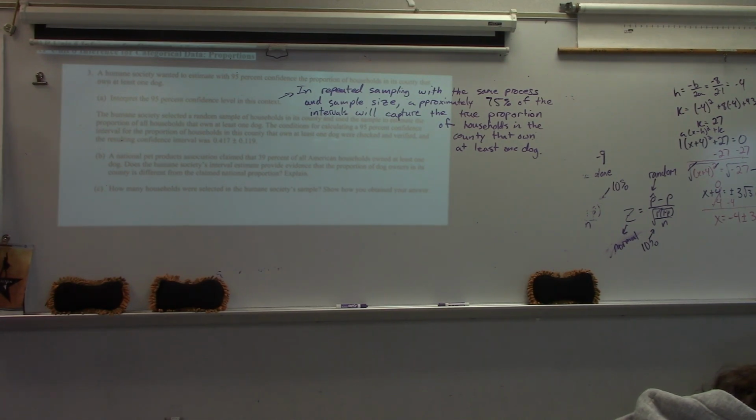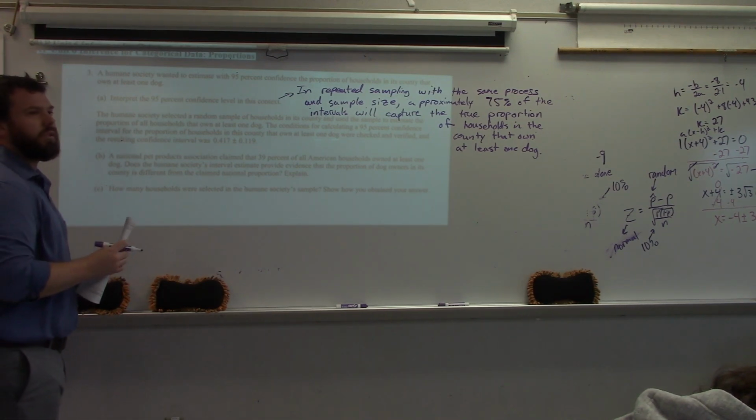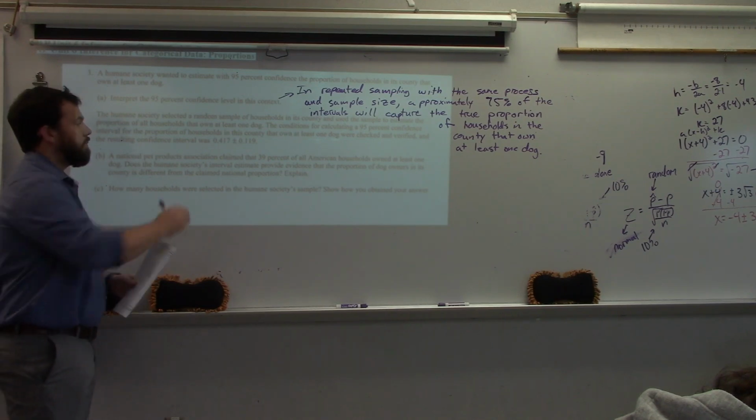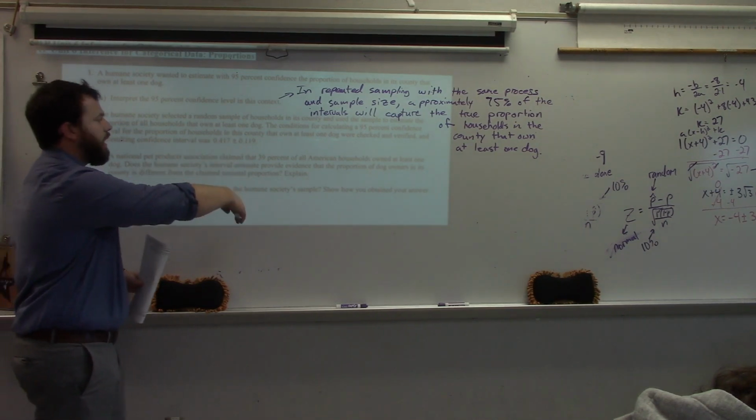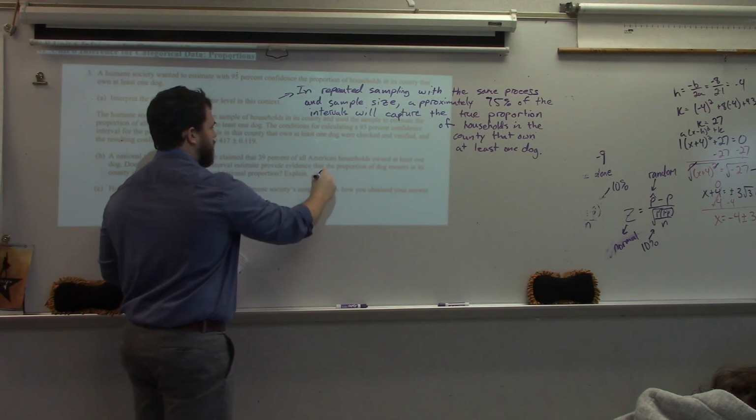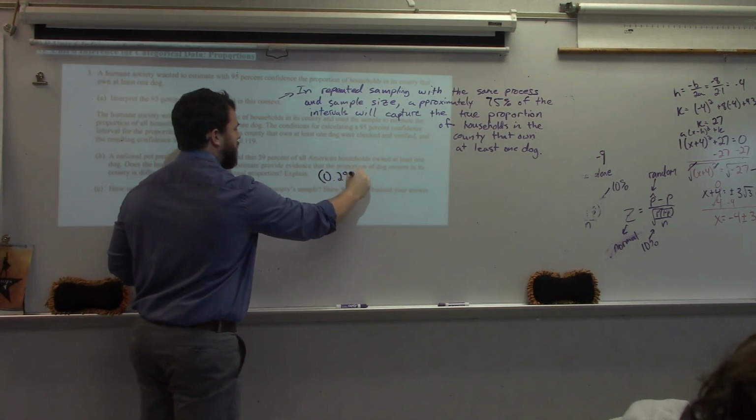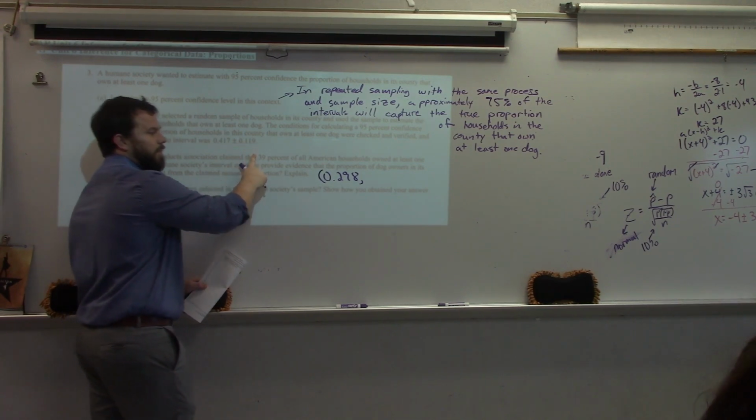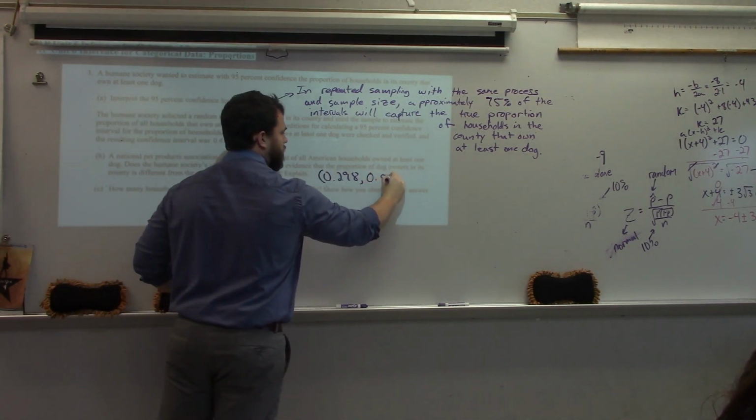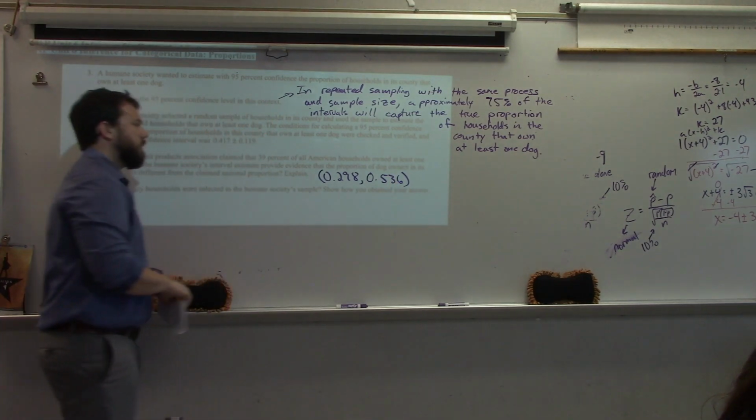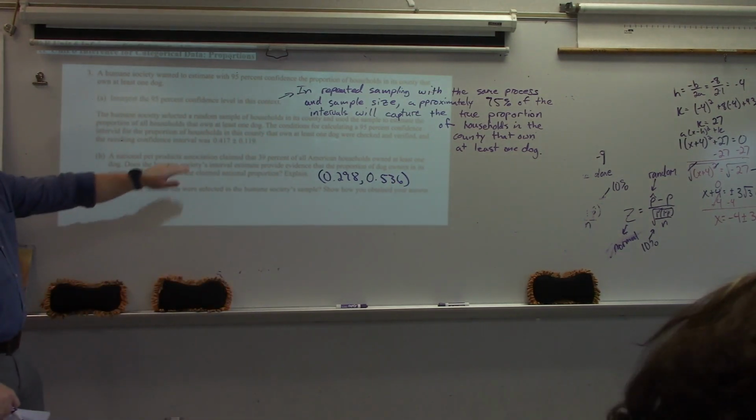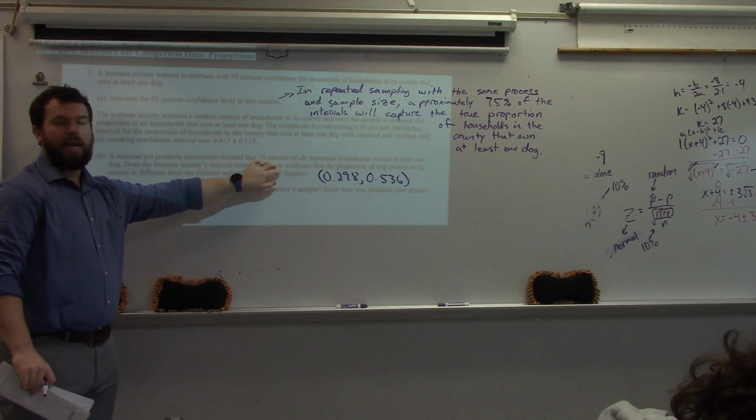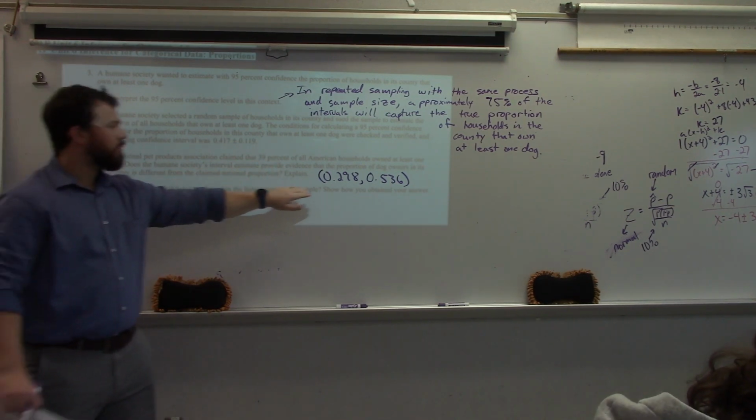Why not? So, notice, what would this interval be? How would I find out what the exact interval is? I would say 0.417 minus 0.119, what is that lower bound? 0.298. And then 0.417 plus 0.119 gives me 0.536. So, that 39% is captured by this interval.